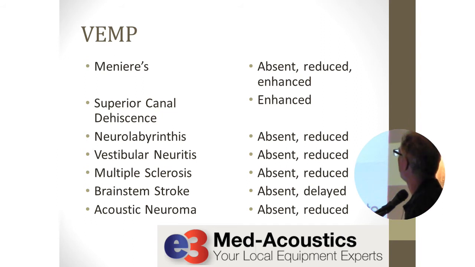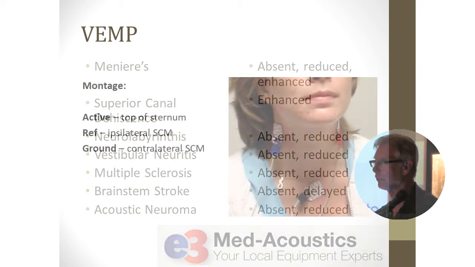And in most of the tests, the VEMP response will be either absent or significantly reduced on the side that's affected by the pathology. But there are some cases, like superior canal dehiscence, where the VEMP response is actually enhanced on that side. You got a giant one, you go, wow. In fact, you find the threshold of it to determine that it is, in fact, an enhanced response on that side. But that's unique to superior canal dehiscence. Most of the pathologies will cause the response to be absent or significantly reduced.